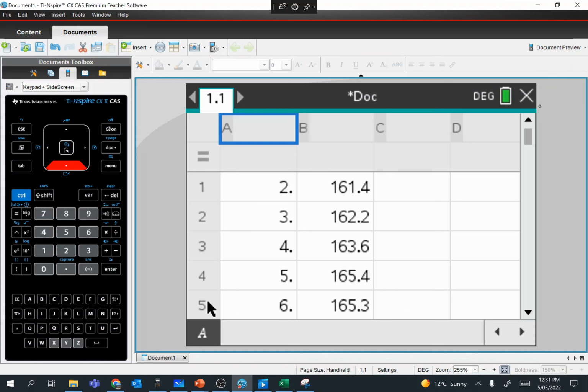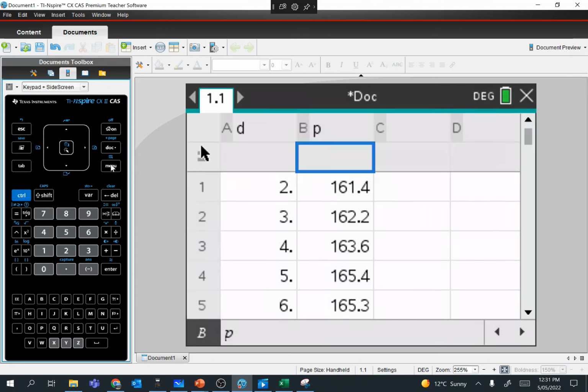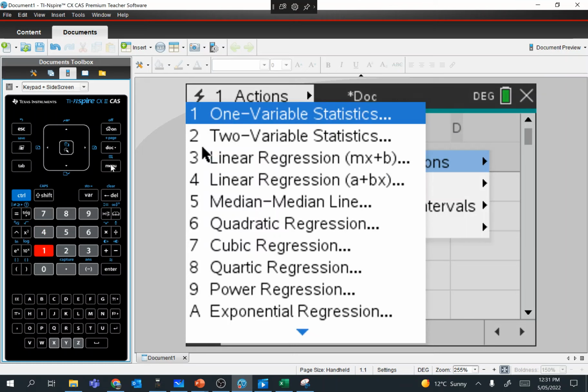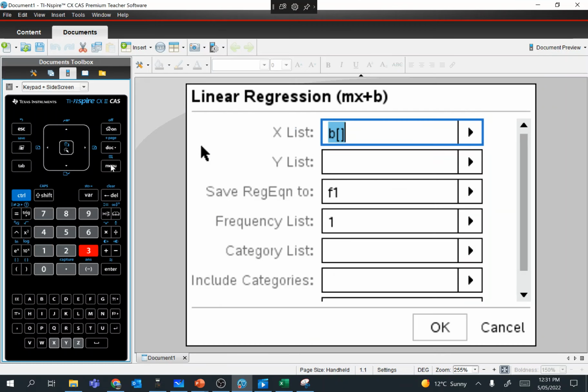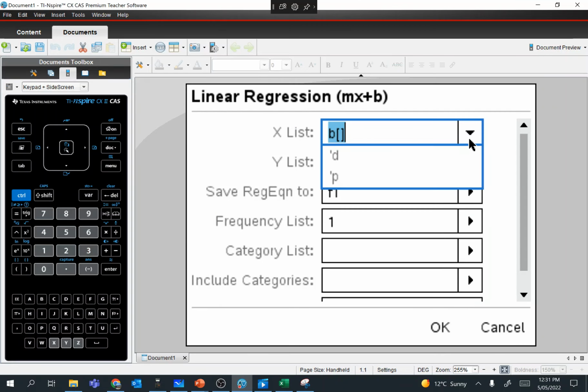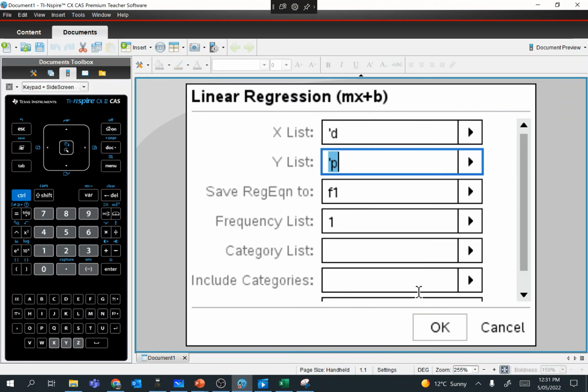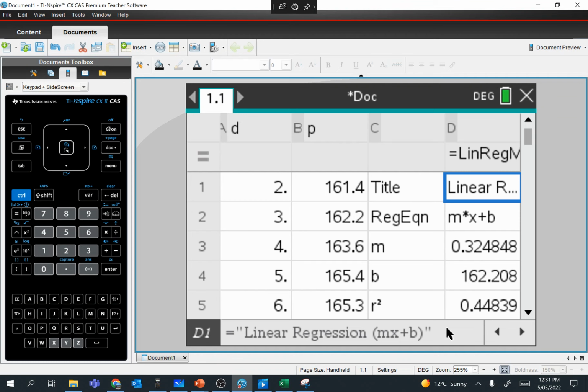Okay, so I'm going to have a go at it now. Right, so I'm going to put D for days and P for petrol. And we go menu, statistics, stat calculations, and number 3, linear regression, MX plus B. We've got D for days in the X list and P for petrol in the Y list. Say OK. And here is our linear regression. There's our gradient and our y-intercept.